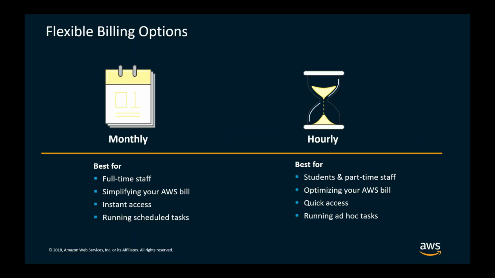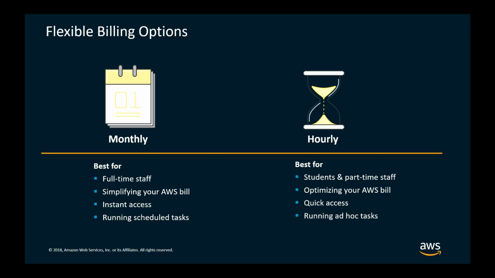So we have a couple of different billing options with WorkSpaces. There's a monthly option. This is really best for your full-time staff. It simplifies your AWS bill. You get instant access to an always-on or a monthly-based workspace. That means you can use that workspace to run scheduled tasks, to run long-running tasks. That workspace never shuts down. That's the monthly, the always-on component of that.